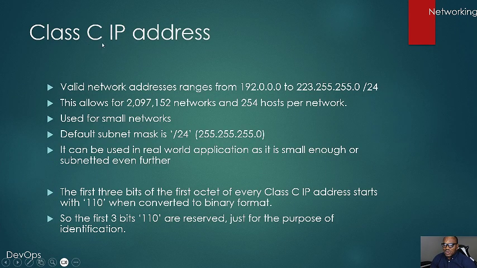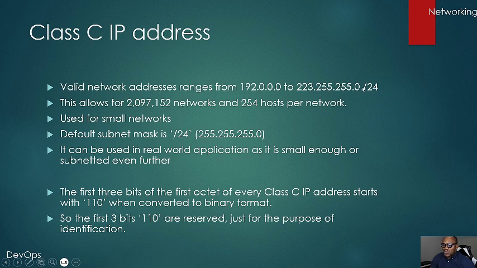And we have Class C IP address, which ranges from 192.0.0.0 to 223.255.255.255. This should be 255. I made a mistake there. And it has a default subnet mask of /24. So it's used for small networks, because it has just 8 bits left for the host.